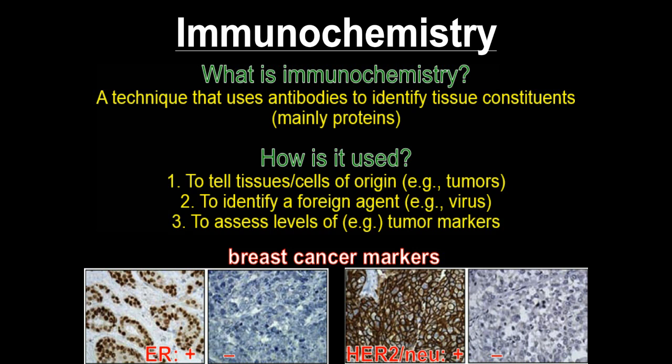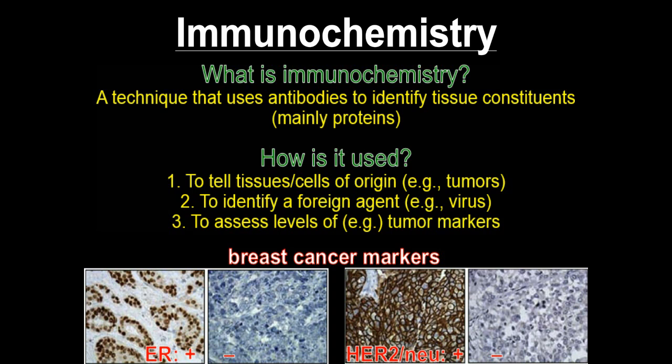It also allows you to identify foreign agents. So if somebody has a viral infection and you're not quite sure which virus it is, you haven't cultured that virus during life, and sometimes viral cultures don't work very well, or they may take forever, antibody detection of a virus and viral antigen is often very effective in identifying a microbial agent that's responsible for the patient's disease. And finally, it allows you to assess the extent to which a particular disease process expresses certain kinds of markers, tumor markers.